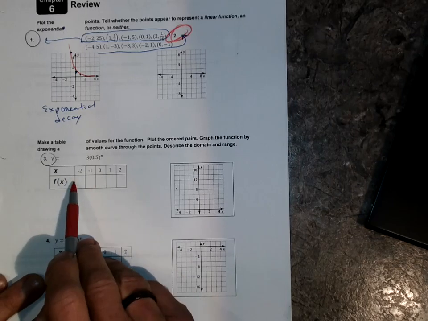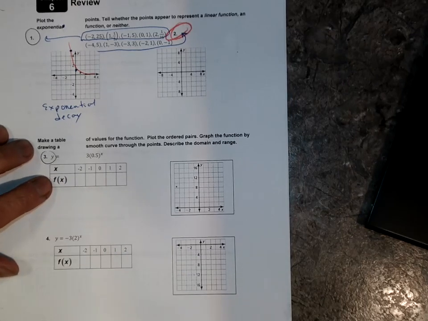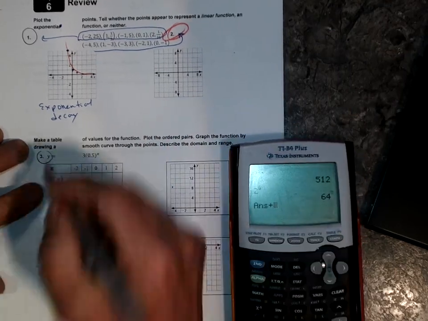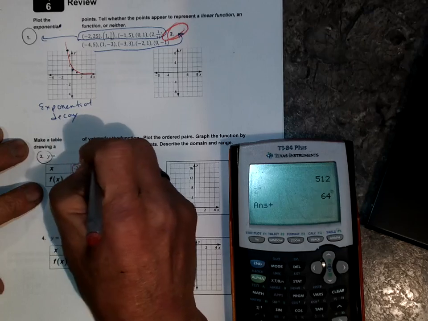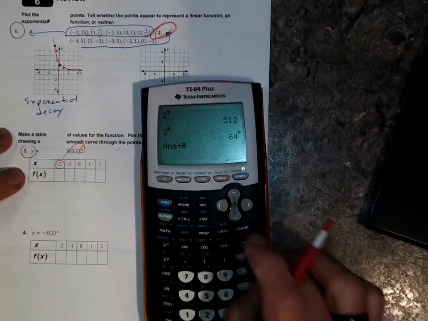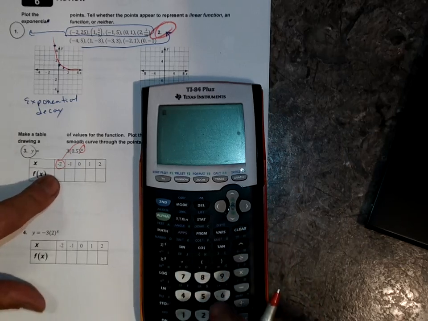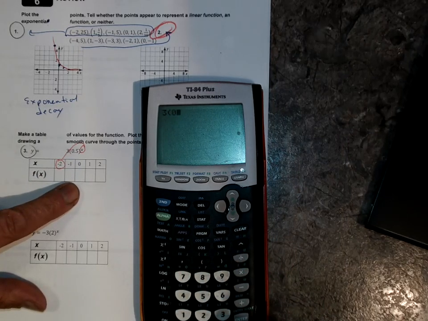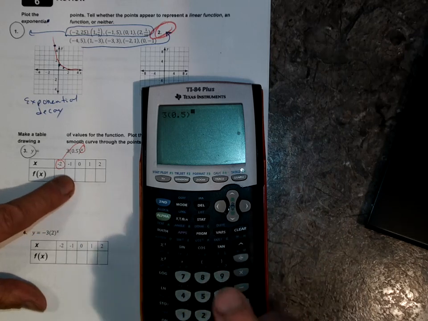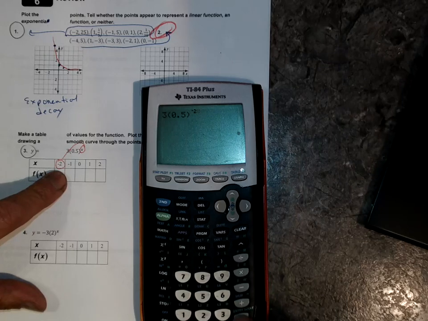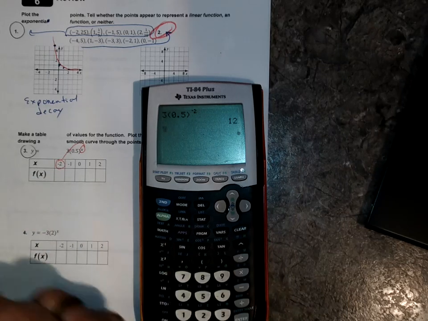So I'll do 3. What I have to do is plug in. I'm just going to use my calculator. I'm going to take these values and put them in for x. Now watch me do it on my calculator because it's actually pretty easy. I will go 3, parentheses 0.5 parentheses to the power of -2. Okay, I got an answer of 12.